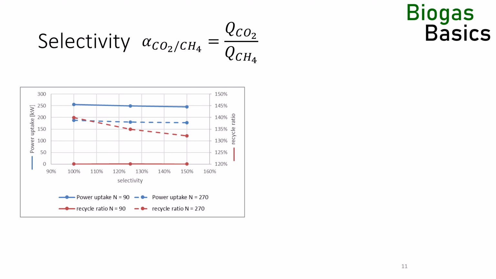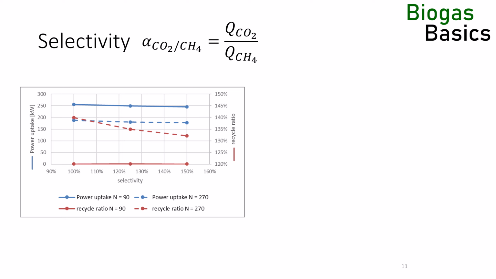With increasing selectivity, the power uptake of the plant drops. With a low total membrane area, the recycle ratio stays constant, but with a higher total membrane area and subsequent higher recycle ratio, an increase of selectivity leads to a decrease in the recycle ratio. The pressures are relatively unaffected by the change in selectivity and are not shown.